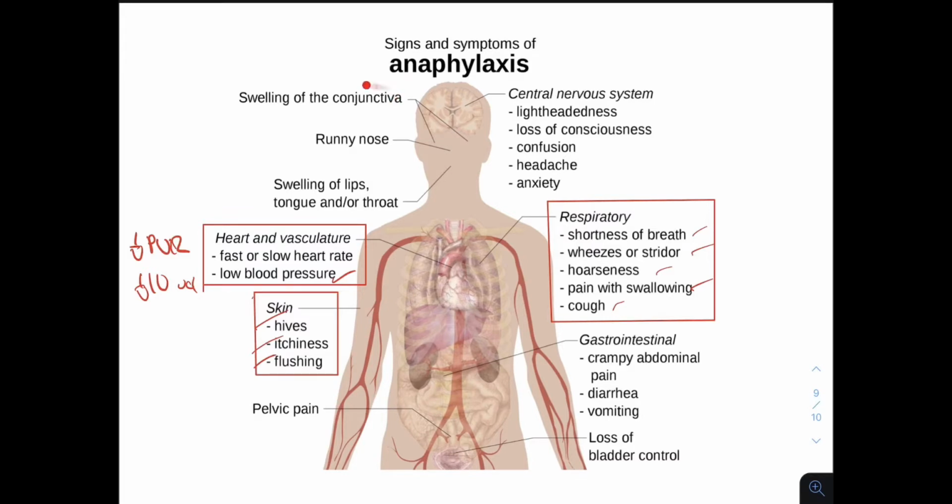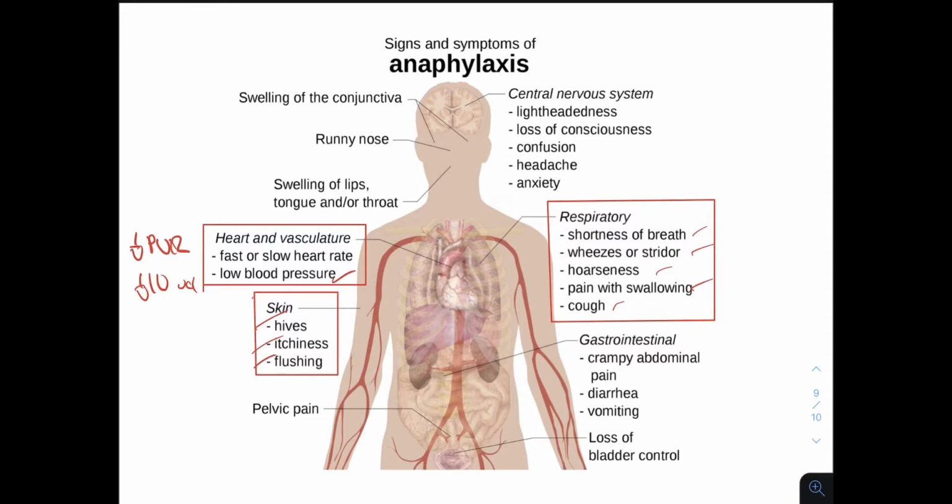So swelling in the conjunctiva, again, we have increased permeability, so fluid moves into the extravascular space. A runny nose, again, increased permeability. A runny nose suggests that there is progressive involvement of the respiratory system, so it is important to note. Swelling of the lips, tongue, or throat is also important, as it links with the respiratory system and can compromise the respiratory system, and the patient can suffocate.